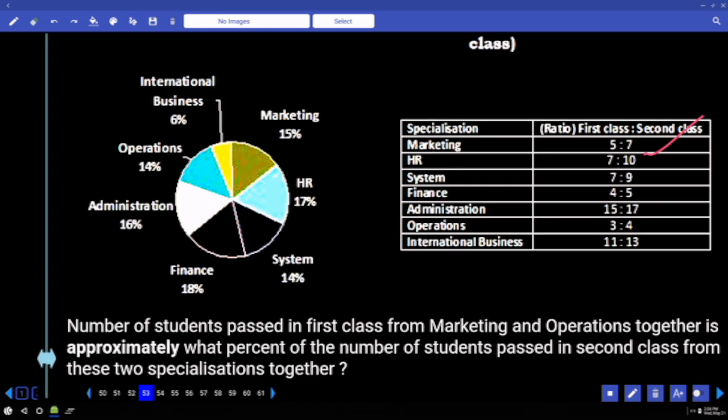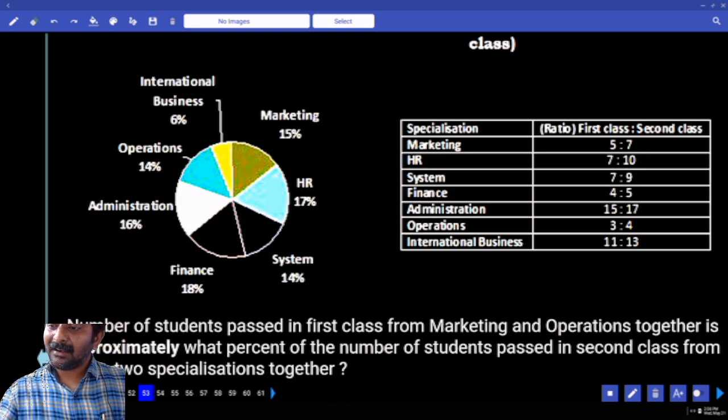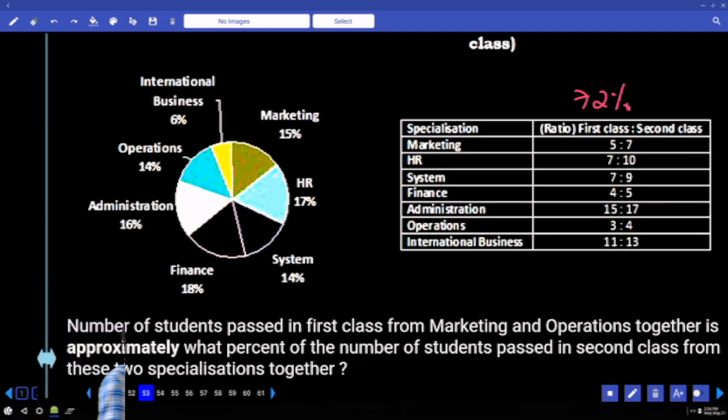28 4 by 7%. 1/7 how much? 2/7 means into 2 only, right. 28, 4 by 7%, approximately 28%. 28% more or less? Less. If it is 28% less, then here first class people are approximately 72% with respect to second class people.